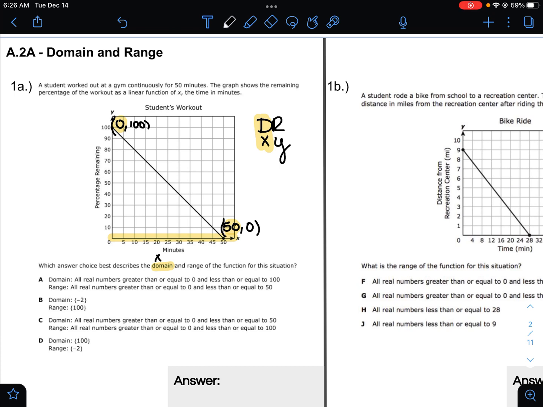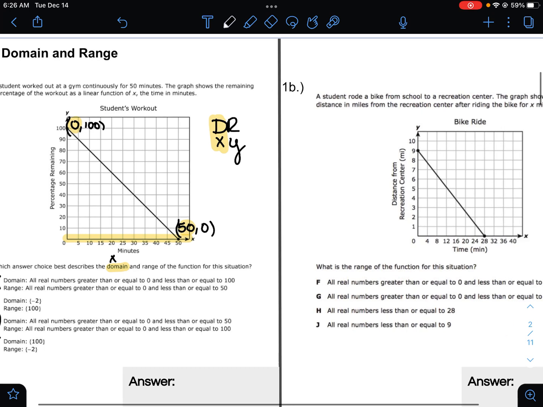Good. And less than or equal to 100. We don't want our domain to go to 100, so that would be wrong. Answer choice B says our domain is -2. -2 is not even on our graph, so we mark that out. C, domain is all real numbers greater than or equal to 0 and less than or equal to 50. Those are the 2 numbers I want. So that could be our possible answer. And if we look at D, it just says 100, not the correct answer, so C is our correct answer.